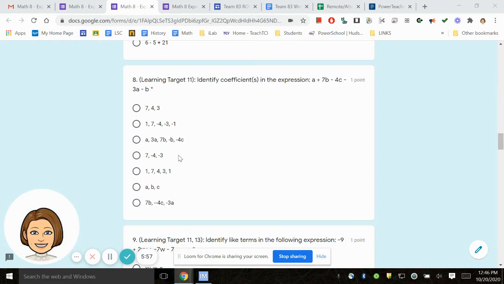Next. 7, negative 4, negative 3. Next. 1, 7, 4, 3, 1. Next. A, B, C. Last. 7b, negative 4c, negative 3a.